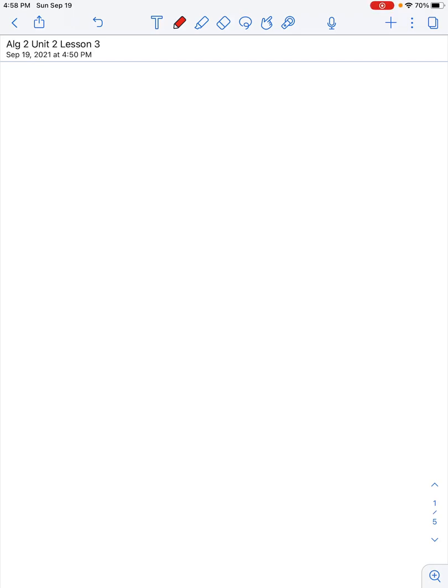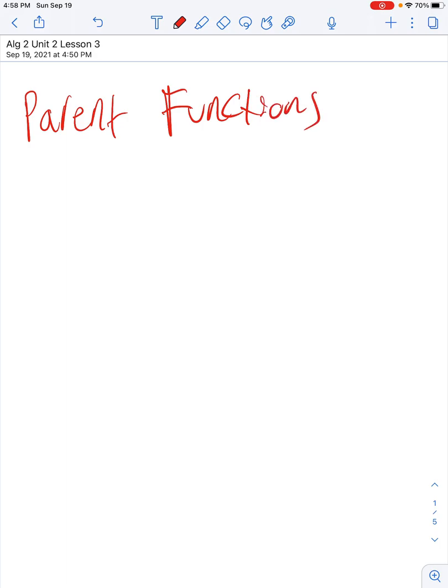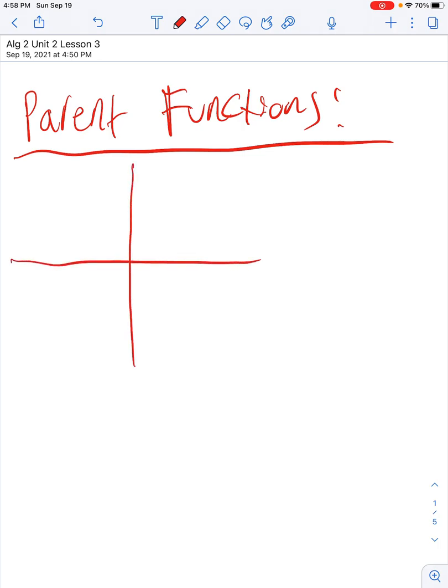All right, this is lesson 3 of unit 2, and we're going to keep going with functions. We've got these things called parent functions. So these are things that when you see a certain function, like a linear function or a quadratic function, you kind of want to have this picture in your mind. A linear function is very basic. It's going to be a straight line going at an angle.